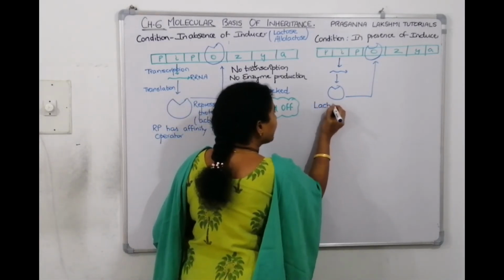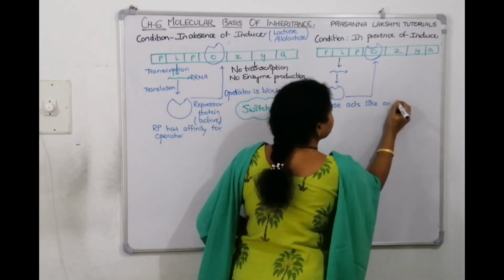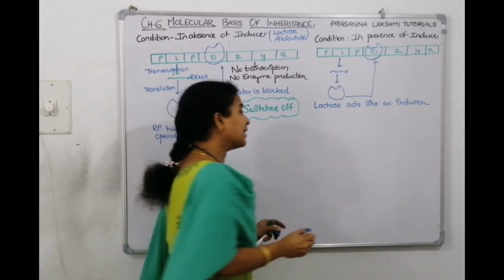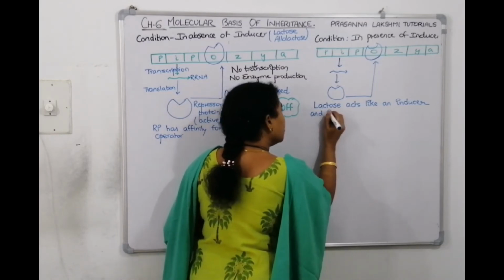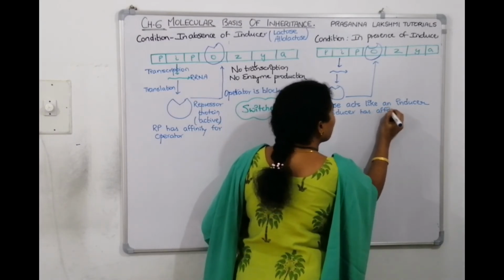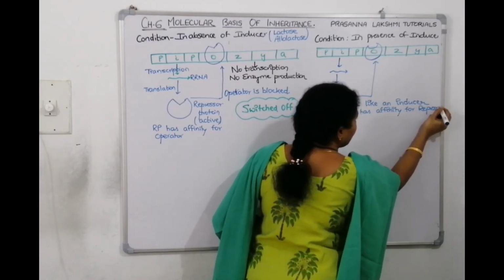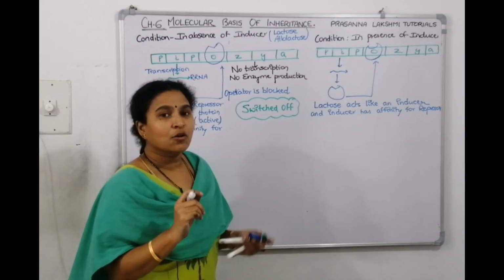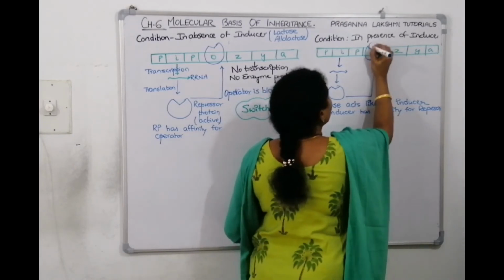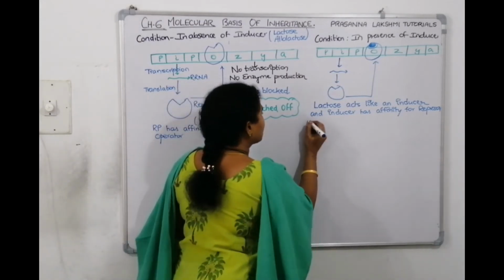Lactose acts like an inducer. It is inducing, and the inducer has attraction for the repressor. Inducer has affinity for repressor, so obviously it will go in search of the repressor. Here is a repressor. When the inducer sees the repressor, the inducer goes and binds to the repressor. So then what happens?